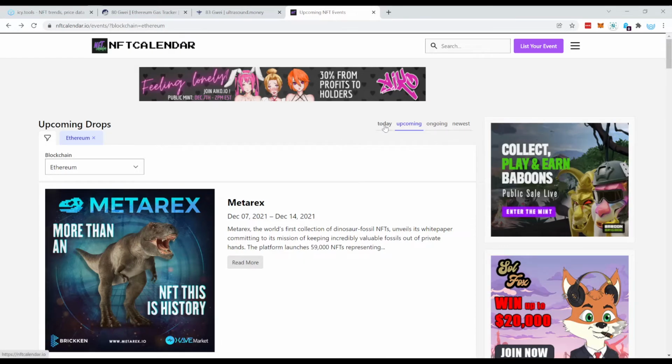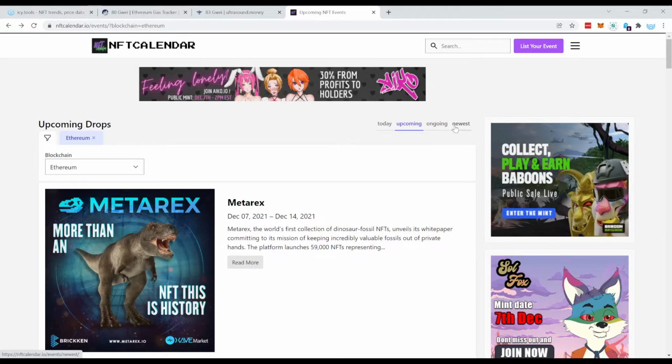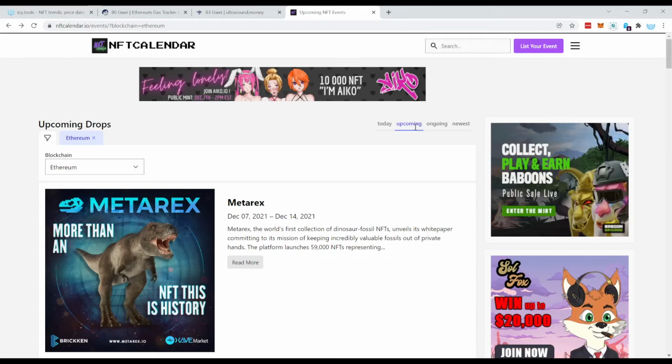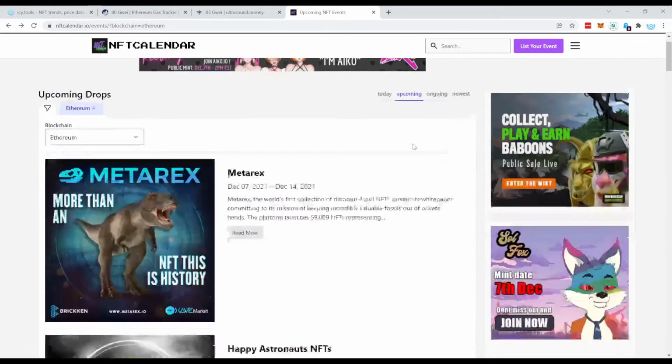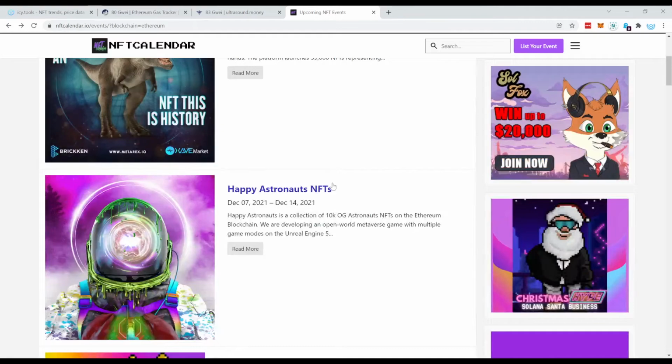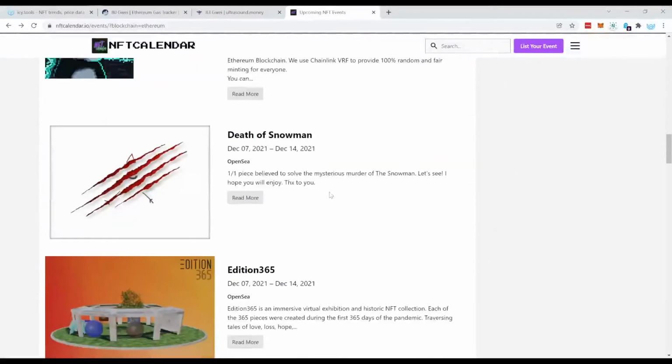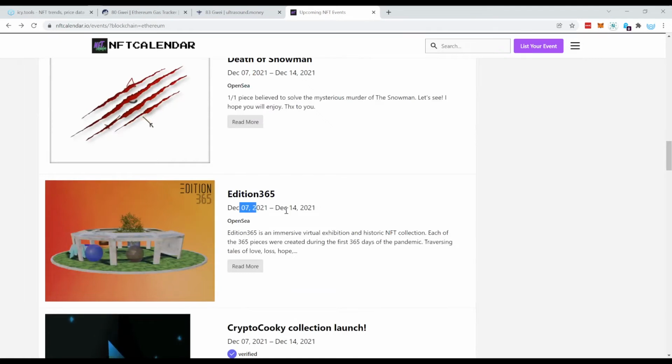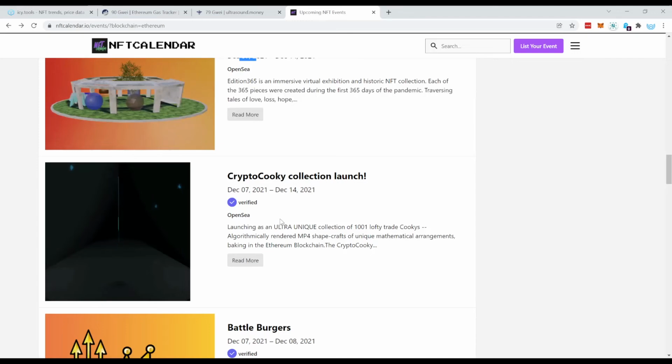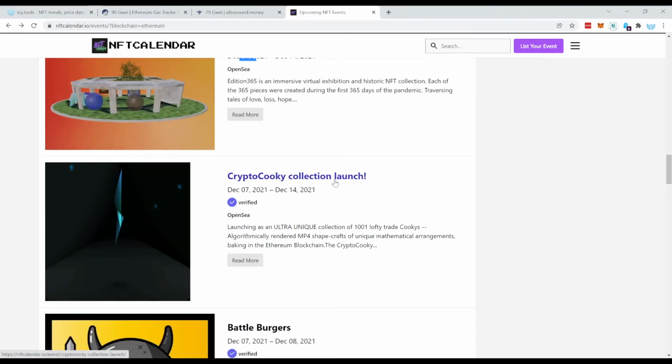So here we have another filter. We can check for today, ongoing or newest, or upcoming. Upcoming, I like to filter for upcoming. And now we can have a look at what is coming out right now in the near future. For example, December number 7, which would be today. Crypto Cookie Collection launch.